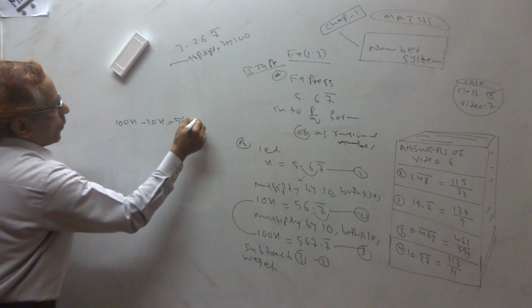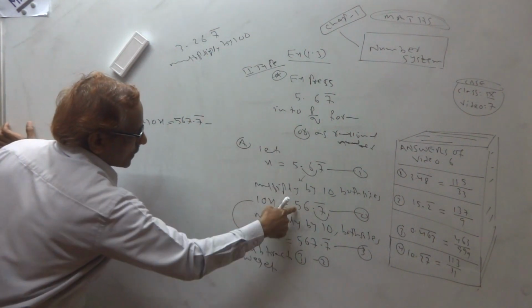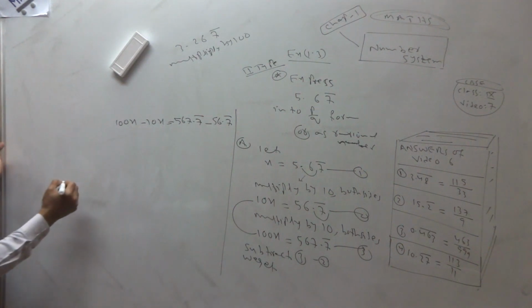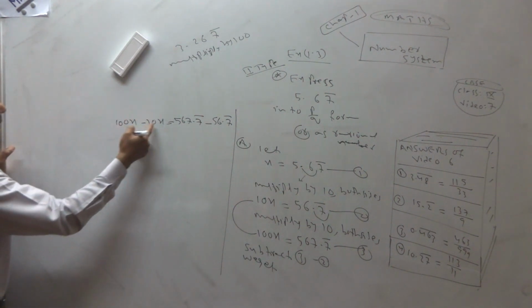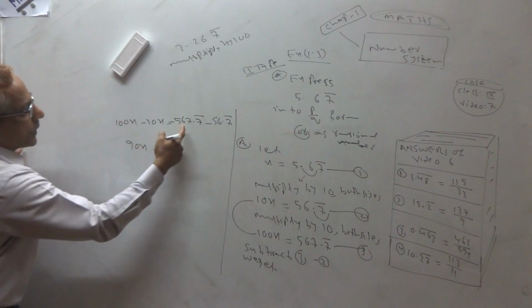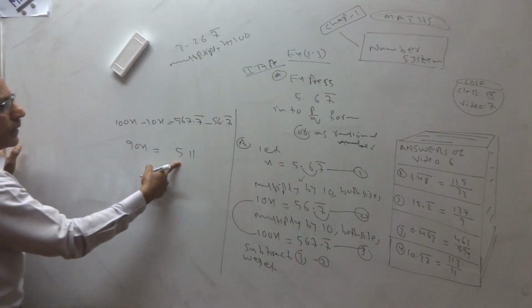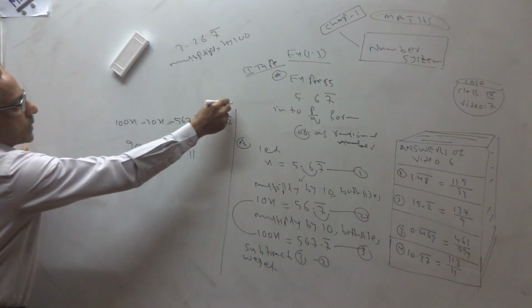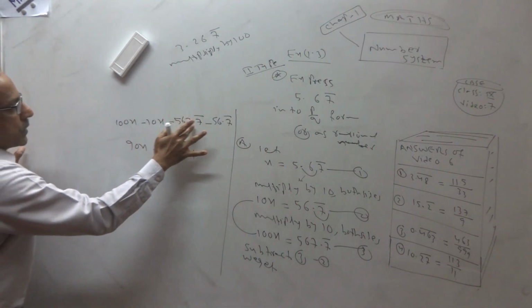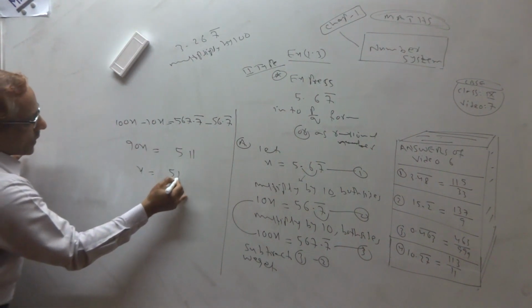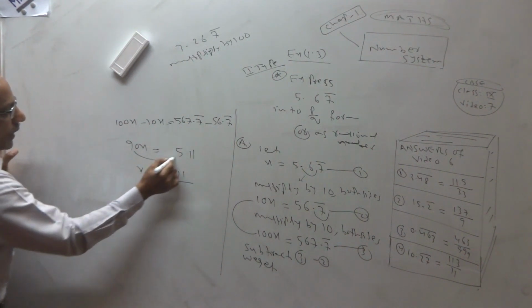567.7 bar minus 56.7 bar. Clear? So 100x minus 10x is 90x. What is this minus this? I am getting 511. The 7 bar gets cancelled, so 7 minus 6 is 1, 6 minus 5 is 1. What is x? 511 by 90.